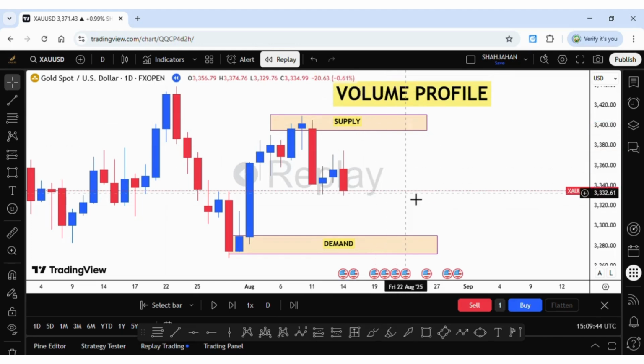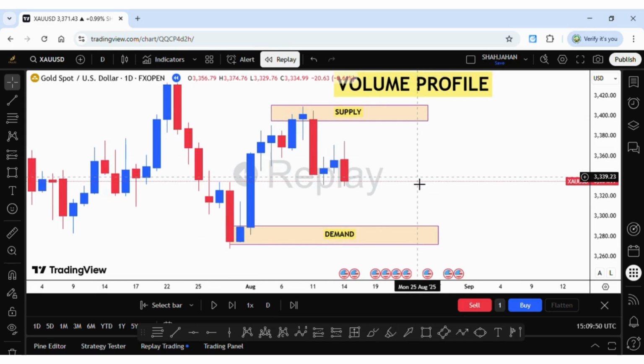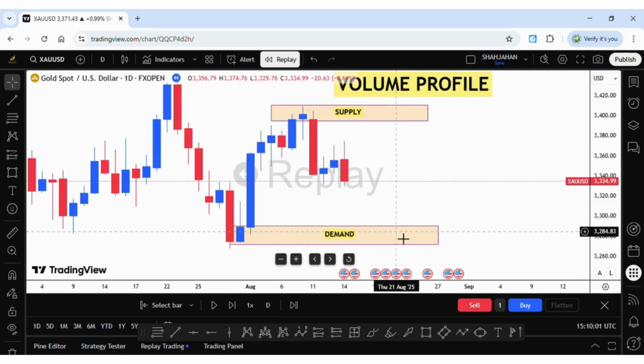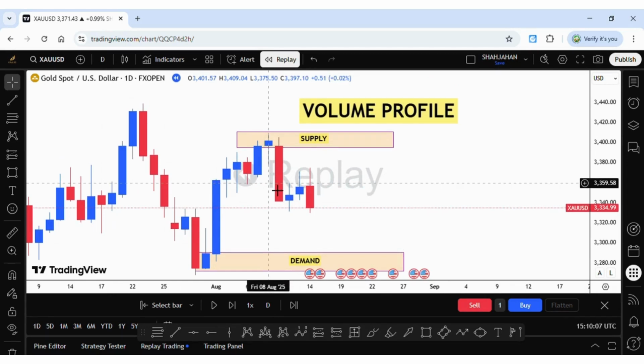So the problem is every trader faces this problem. Every trader, if they are taking a trade towards buy, is waiting for this demand, and most people are taking sell trades from this supply. So the market is currently running in this area.